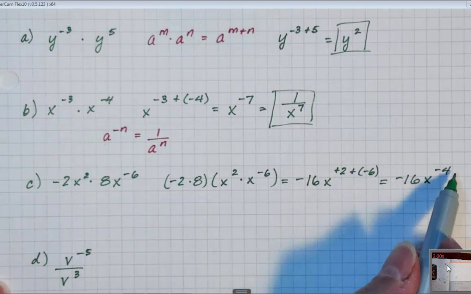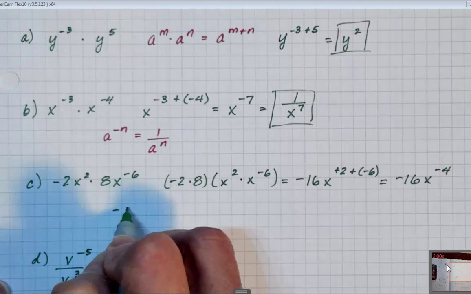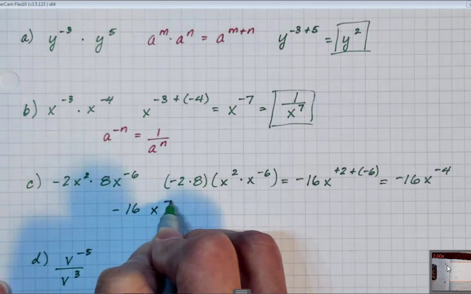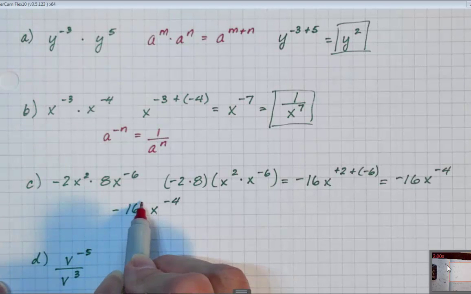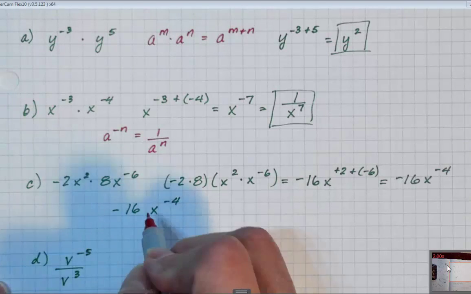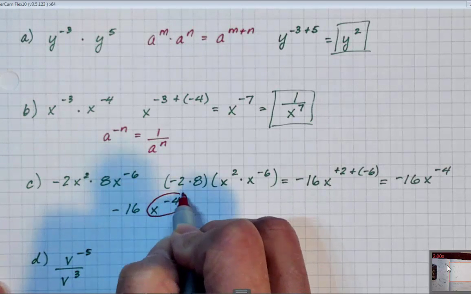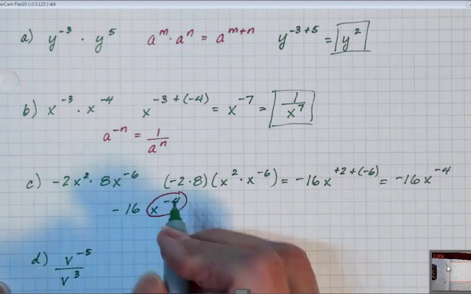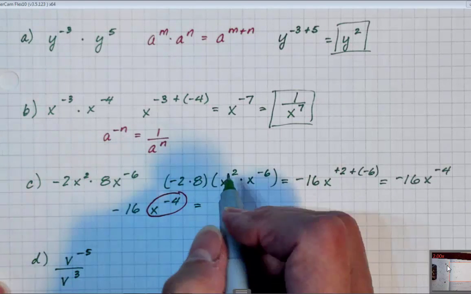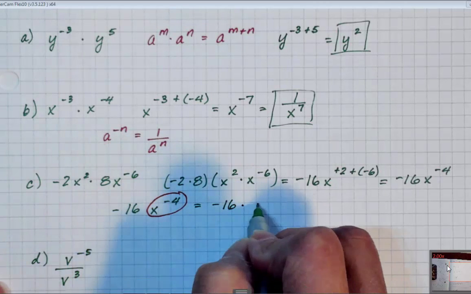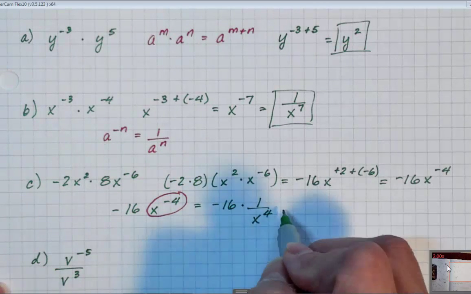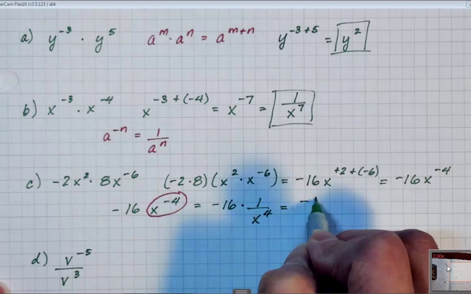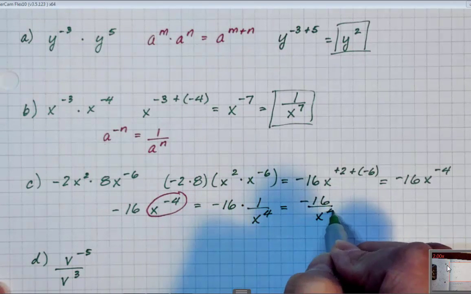I need to rewrite my x to the negative 4th. Notice that the only thing being taken to a negative exponent is the x. The 16 isn't being taken to a negative exponent. It actually has an exponent of positive 1 on it. So what we do is we circle what we need to move. We're going to rewrite it using what we did above. So we have negative 16 times 1 over x to the positive 4th, and that ends up giving us as an answer negative 16 over x to the 4th.